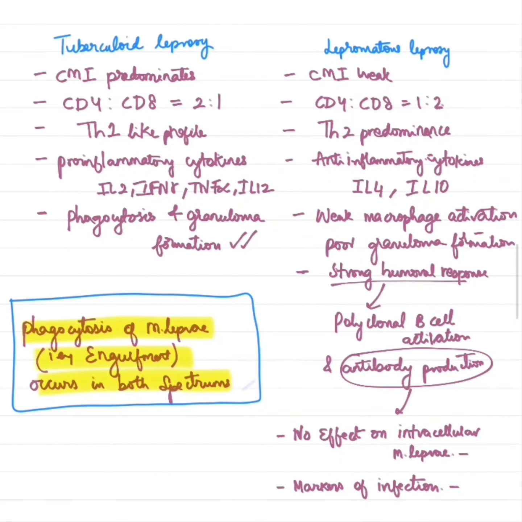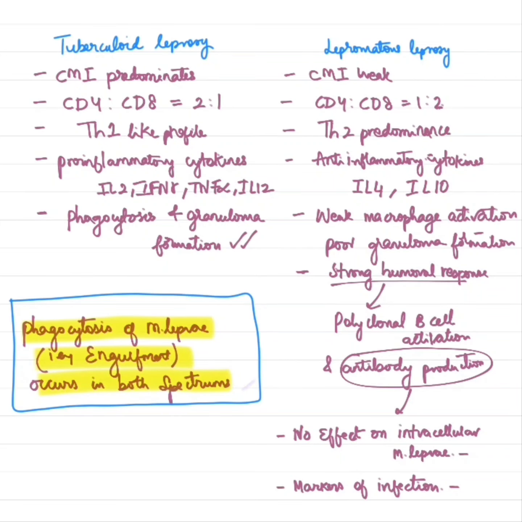So the major characteristics of the immune responses seen in tuberculoid and lepromatous leprosy are as follows. In tuberculoid leprosy, cell-mediated immunity predominates with a CD4 to CD8 ratio of 2 to 1, and there is going to be a Th1-like profile, with production of pro-inflammatory cytokines, which are IL-2, interferon gamma, tumor necrosis factor alpha and IL-12. There is going to be strong phagocytosis and granuloma formation.